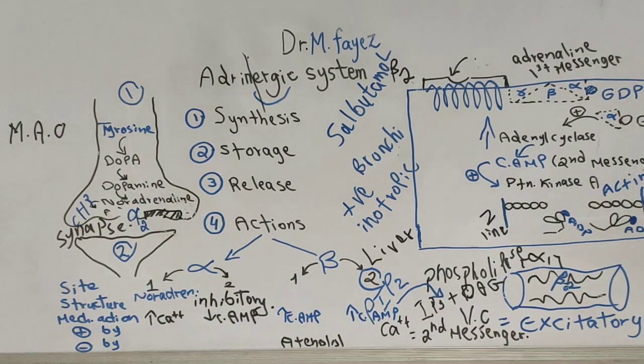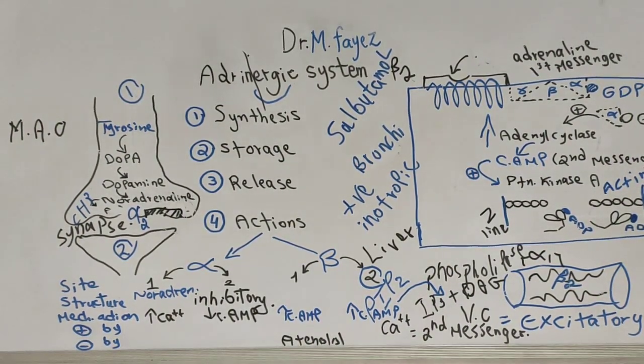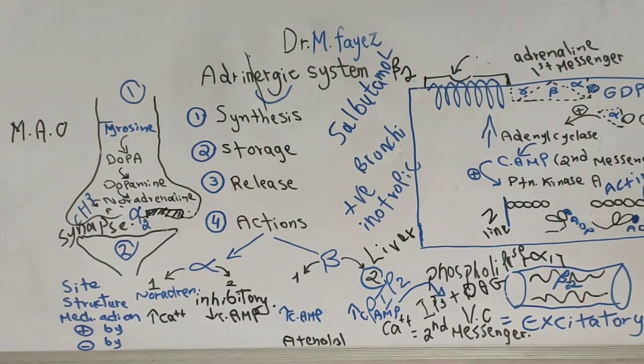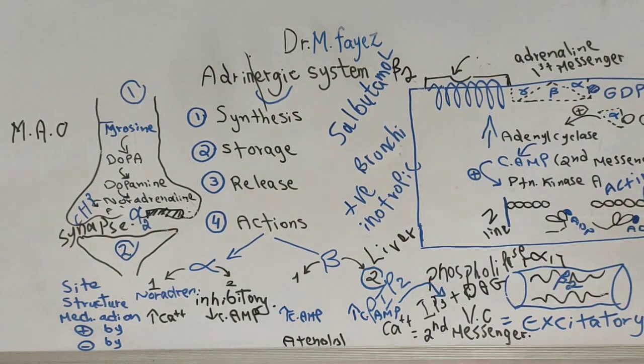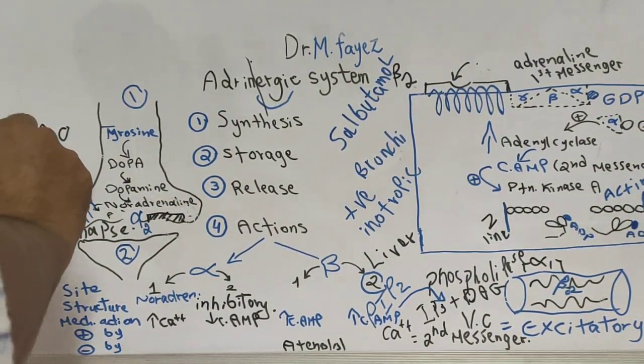Or do you remember noradrenaline, which is converted to adrenaline by adding a methyl group, CH3? I can add the methyl group in the wrong position. In biochemistry, they told us if you add any carbon or methyl group in a wrong position, you are making an inactive compound.